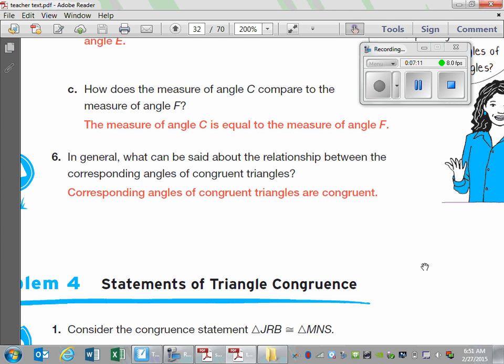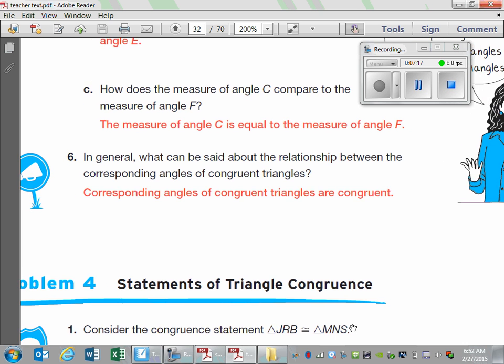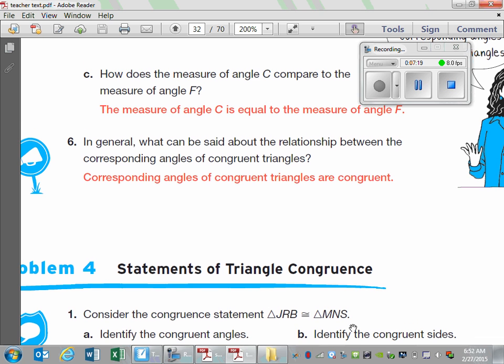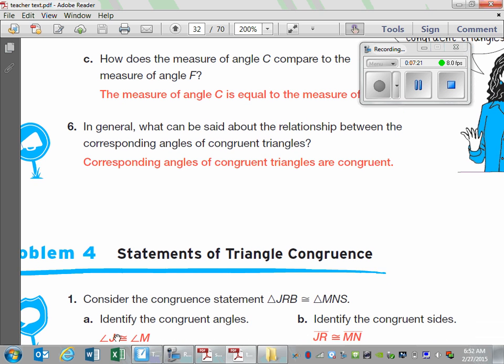congruent angles. So what angle would go with J? Well, what letters first? J here and M here. So angle J goes with angle M. And you write it like this. And then it says the congruent sides. Well, if you need to sketch out a triangle JRB and MNS, JR would go with MN. See if you can find the other two angles and the other two sides. Press play when you're ready to check your work.